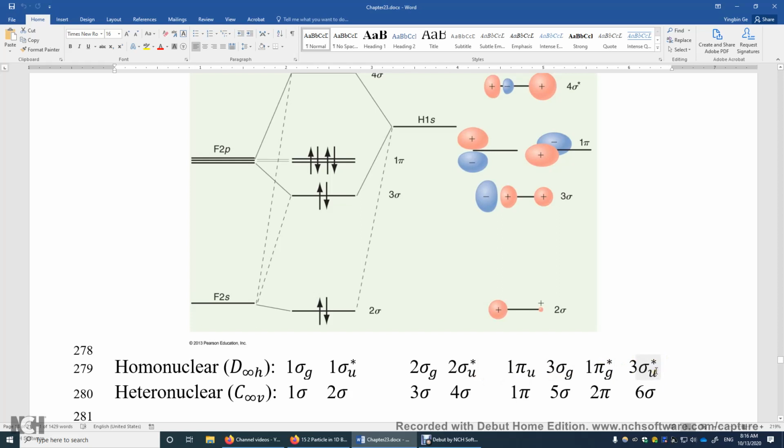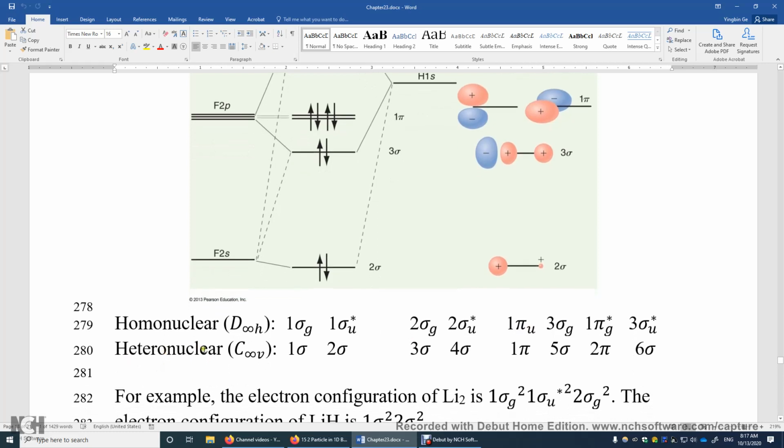What if you have O2 and F2? You just swap these two. When you have O2 and F2, there's not much sp mixing, so you put electrons in 3σg before 1πu. What about heteronuclear diatomic molecules with a C∞v point group?